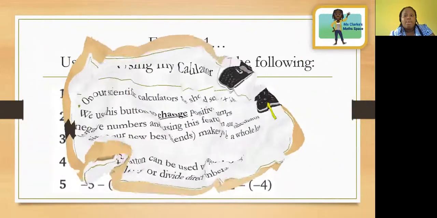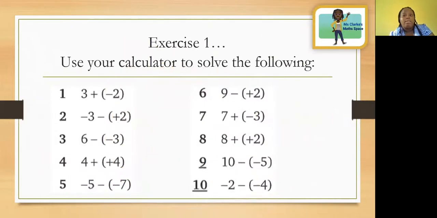So starting off with our calculators, I want us to do this exercise, 10 simple questions, and we're just putting it in the calculator, simple as that. So I'll do the first one for you. I have my phone here, so hoping that you all can see well. And you would see that I have my negative button right here that I'll be using. So the first one says 3 plus negative 2. So we're going to type in 3.